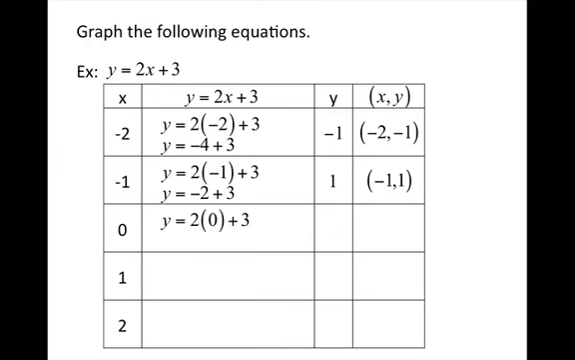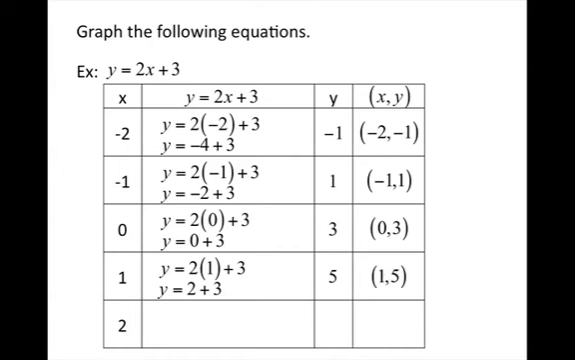Now let x be 0. This gives me 2 times 0 plus 3, which is just 0 plus 3. So y equals 3. So this gives me the ordered pair 0, 3. Then let x equal 1. I have 2 times 1 plus 3, which is 2 plus 3, so y equals 5. And this is the ordered pair 1, 5. And then finally, y equals 2 times 2 plus 3. So y equals 4 plus 3, which is a 7. So I have the ordered pair 2, 7.